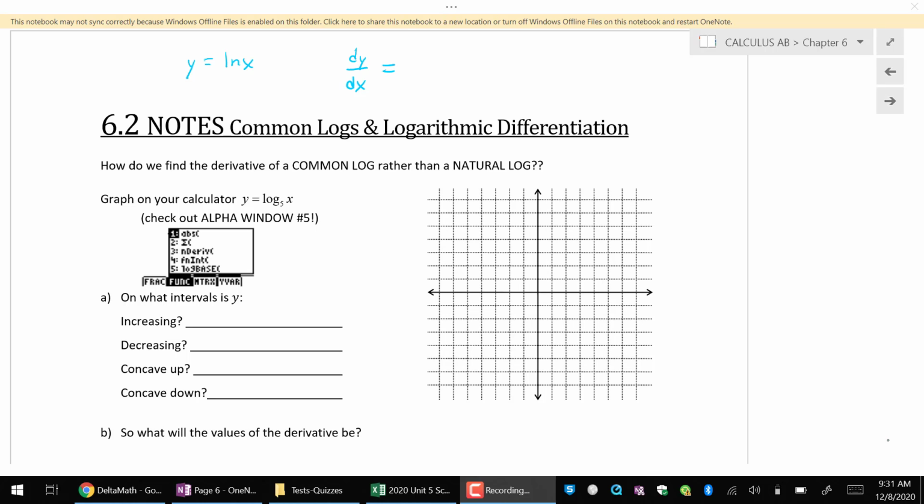By now we know how to find the derivative of the natural log of x, and that is 1 over x, the reciprocal function. But what if the log function that we're trying to find the derivative of is not the natural log, but it's the log of some other base? Maybe it's a common log of some sort, or a log that has a base that is not e, like log base 5 of x.